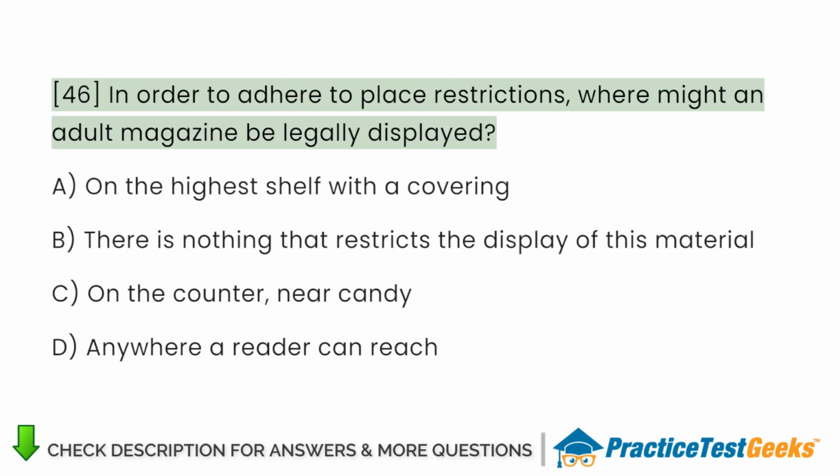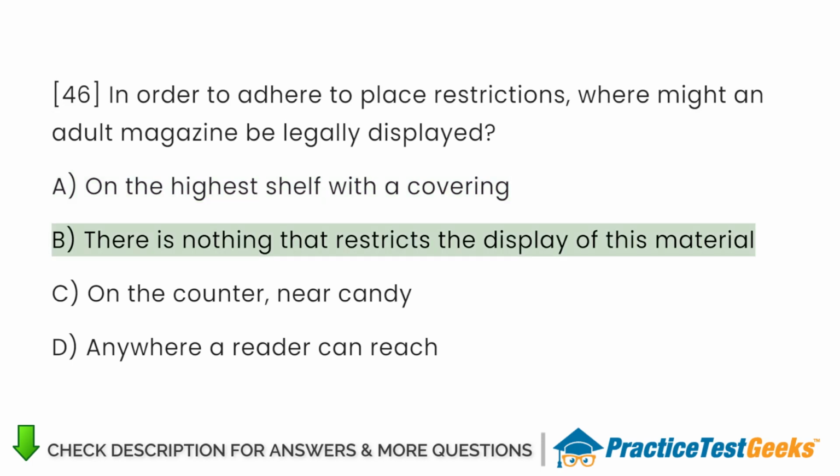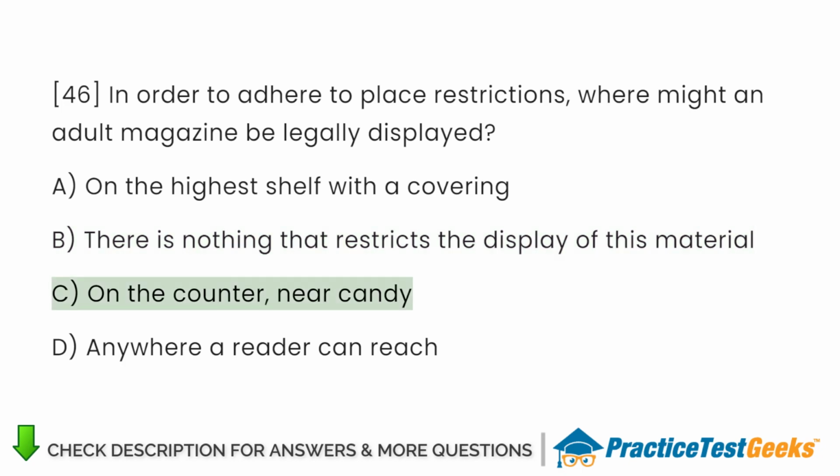In order to adhere to place restrictions, where might an adult magazine be legally displayed? A. On the highest shelf with a covering. B. There is nothing that restricts the display of this material. C. On the counter, near candy. D. Anywhere a reader can reach.